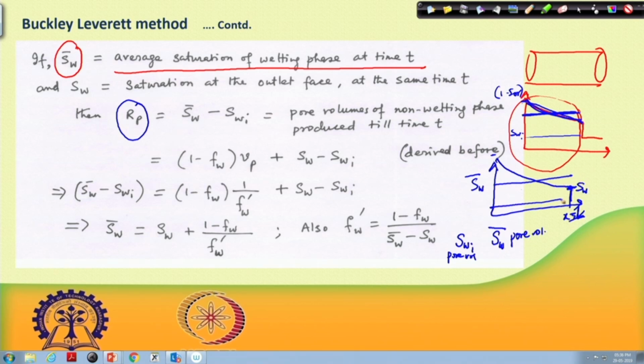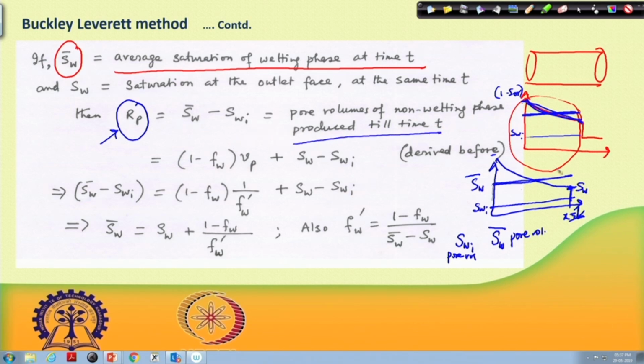Earlier, to start with, at t equal to 0, this was SWI, and at this time this is SW bar. So, this difference is arising. This pore volume difference is arising because this part of the pore volume of oil has been displaced. So, then what is the total pore volume of oil produced? That is simply SW bar minus SWI. So, pore volume of non-wetting phase produced till time t.